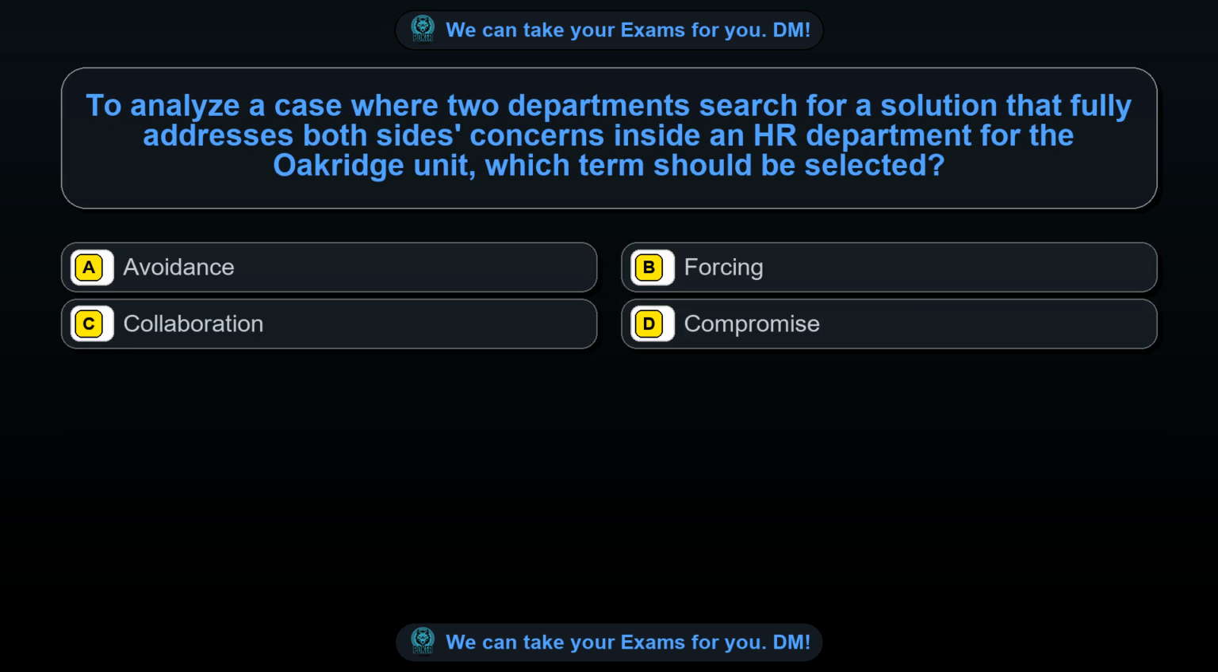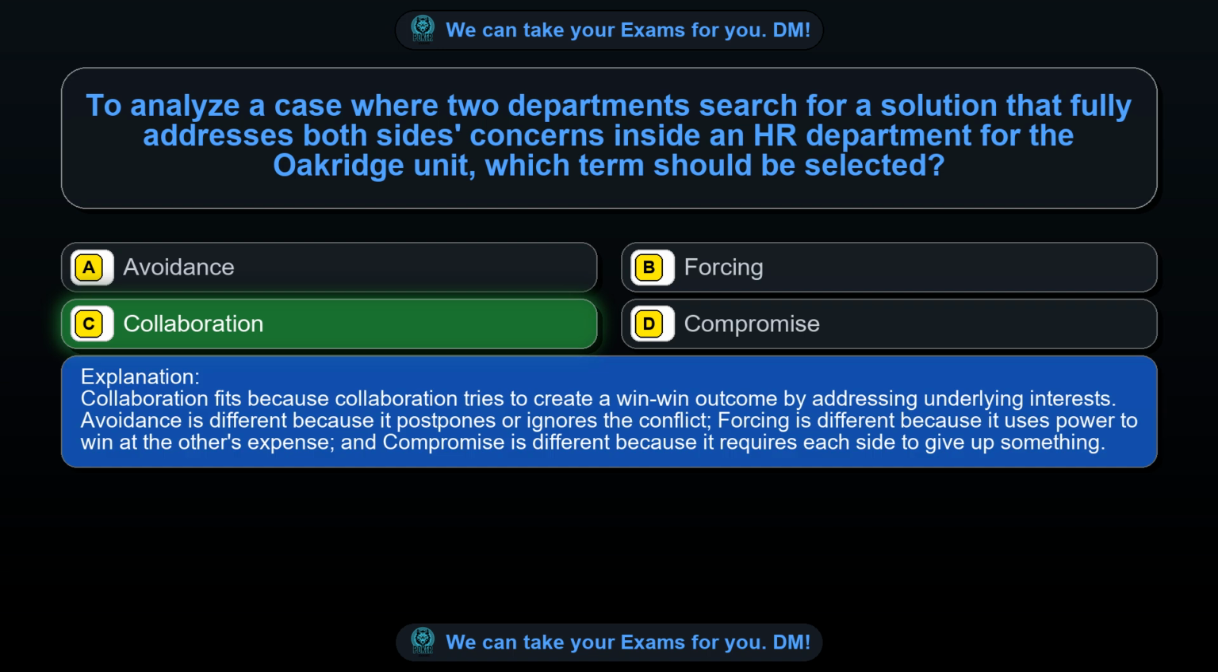Question 87. To analyze a case where two departments search for a solution that fully addresses both sides' concerns inside an HR department for the Oak Ridge unit, which term should be selected? Option A, avoidance. Option B, forcing. Option C, collaboration. Option D, compromise. The correct answer is option C, collaboration.